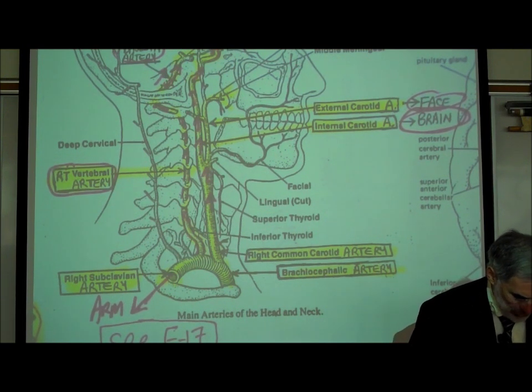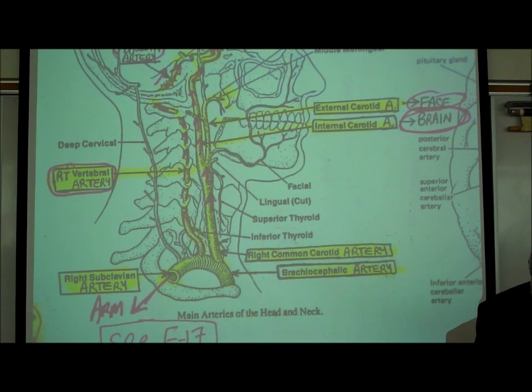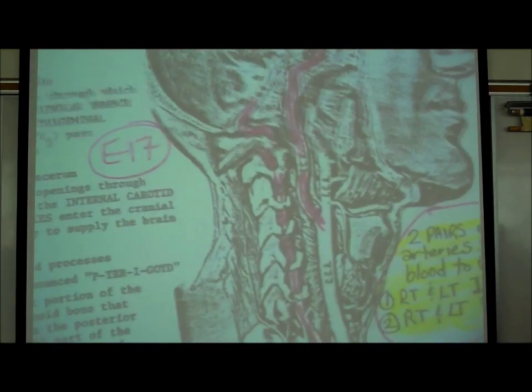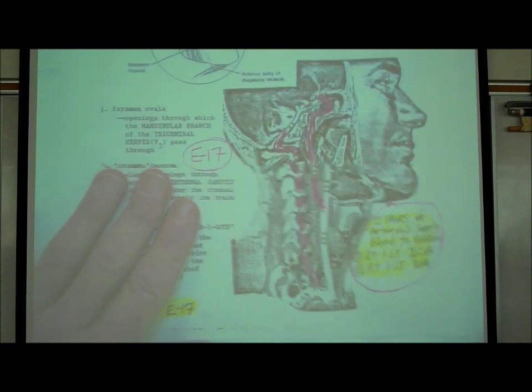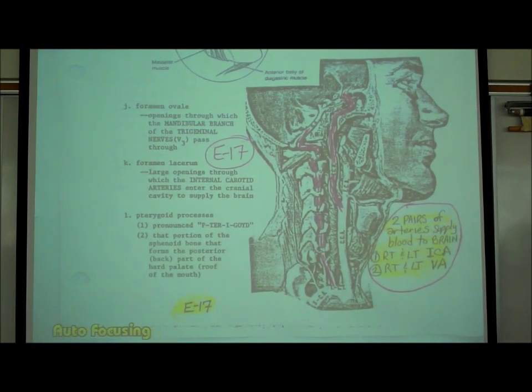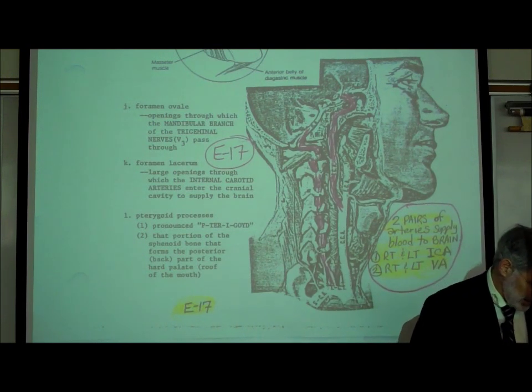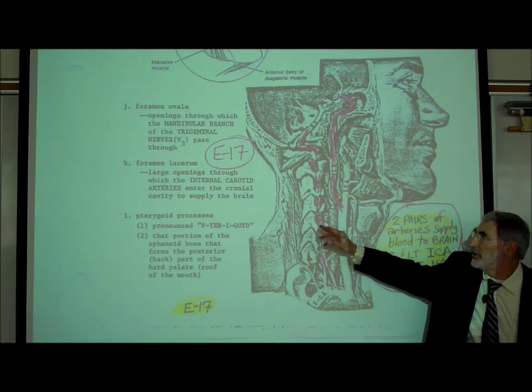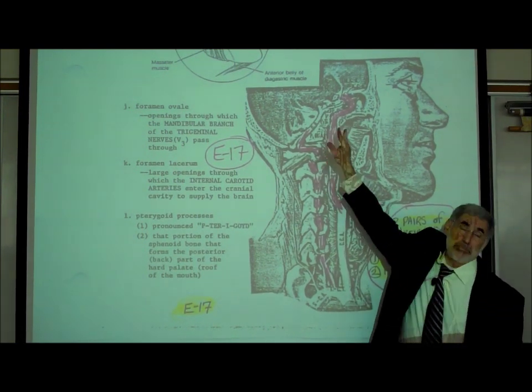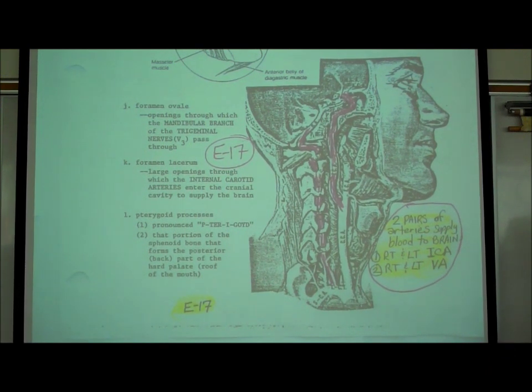I'd like to have us go back to section E. And back on section E, page E17. And you will even notice that on E17, this picture at the bottom, you already have colored in. You've already got notes on it. And what is it showing? Exactly what I've just reviewed with you. These are the two arteries bringing oxygenated blood to the brain.